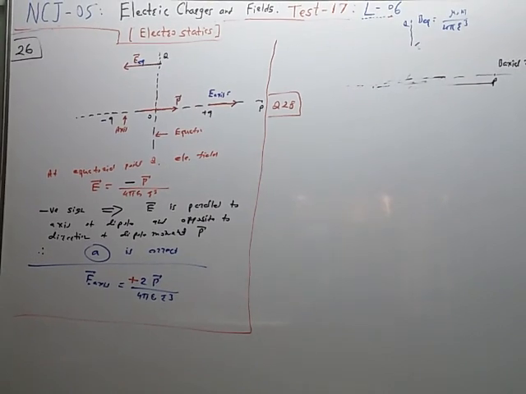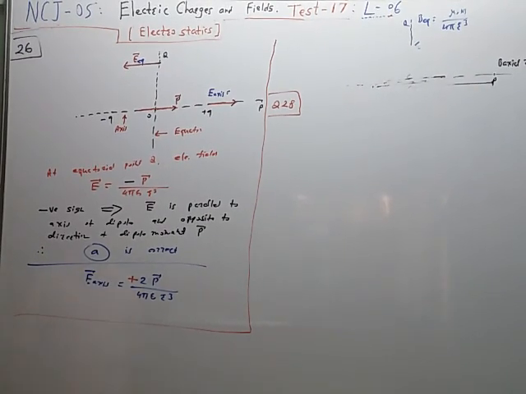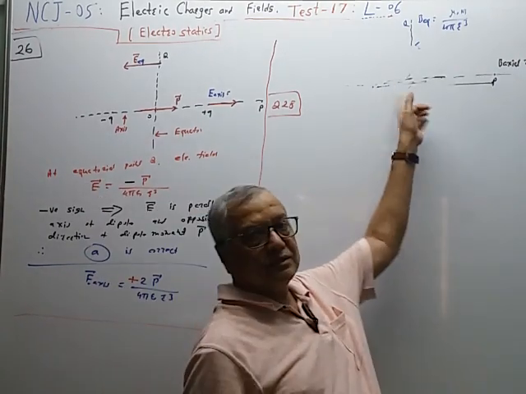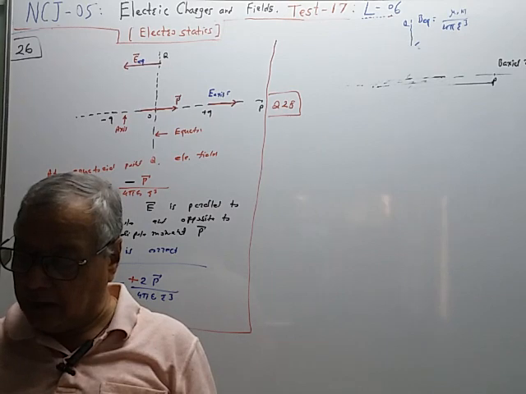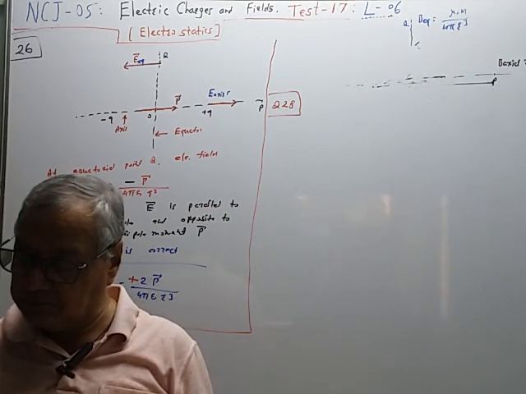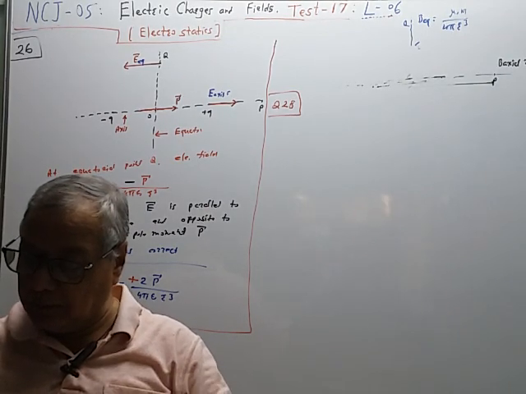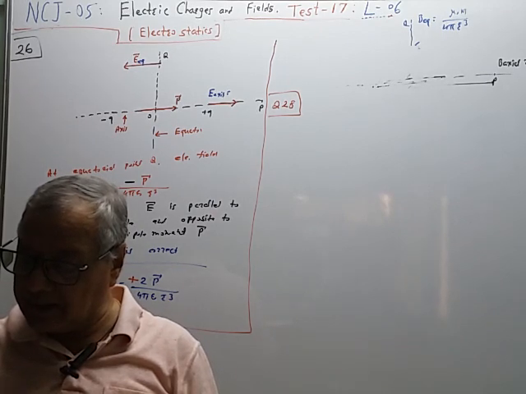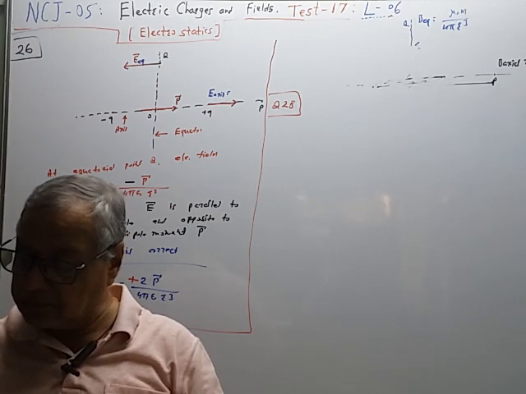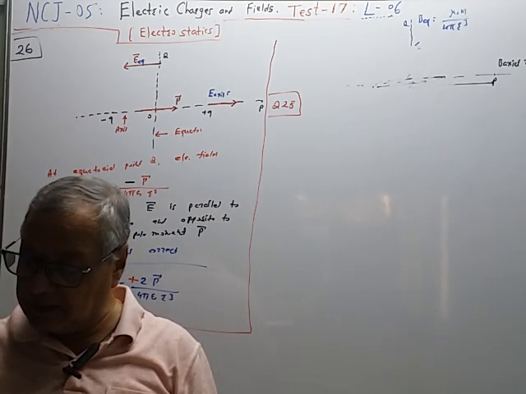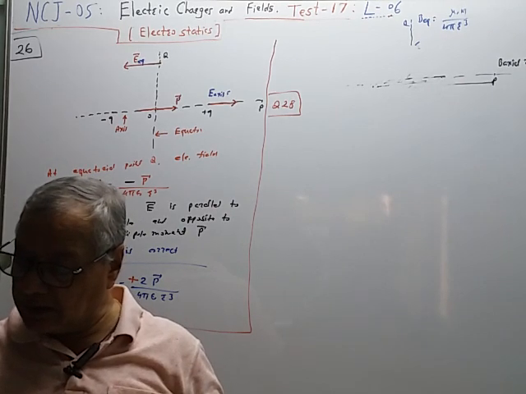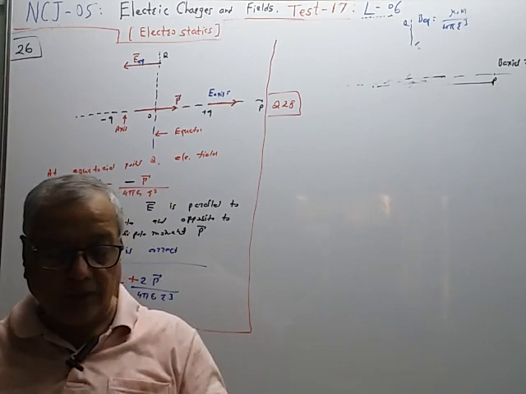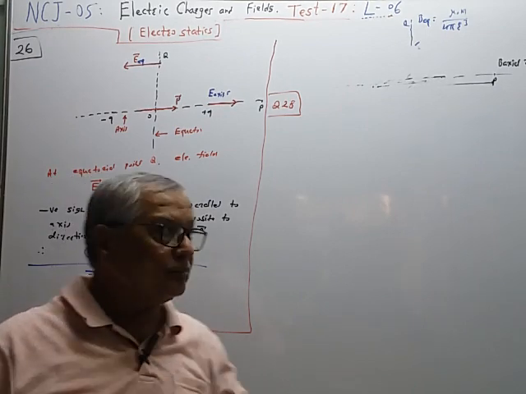Next, 28. 27 we will see afterwards, because 28 is again related with this theory of dipole. I will read 28. The electric field at a point due to an electric dipole on the axis inclined at an angle theta less than 90 degree to the dipole axis is perpendicular to the dipole axis if theta is equal to tan inverse. So all the values are given in tan inverse. So actually this is the any point case of the dipole.